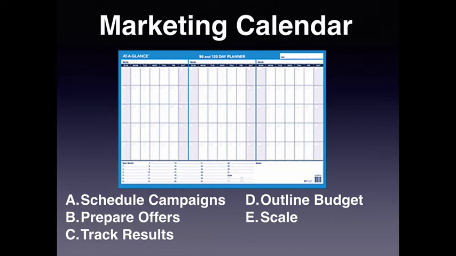Because you can see through it, you kind of plan with the future. You can also outline your budget, and that tells you, okay, I know I need a specific amount of money every week for the next 90 days to maintain this marketing campaign.